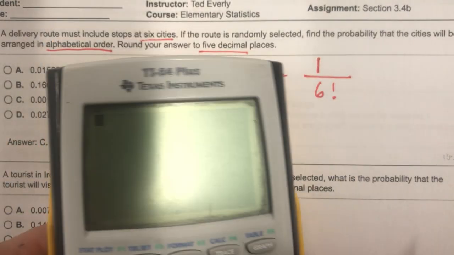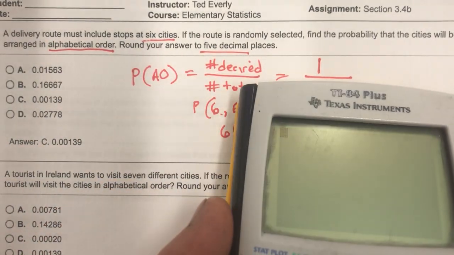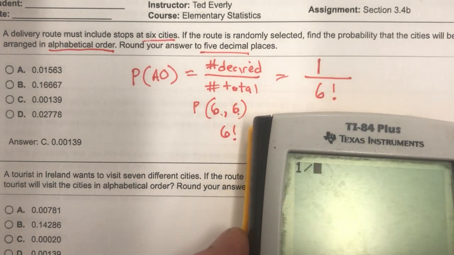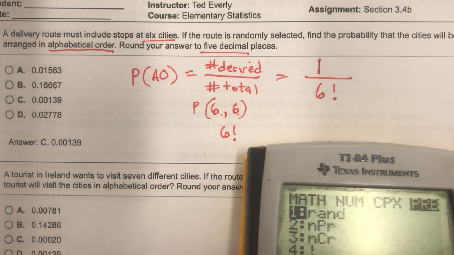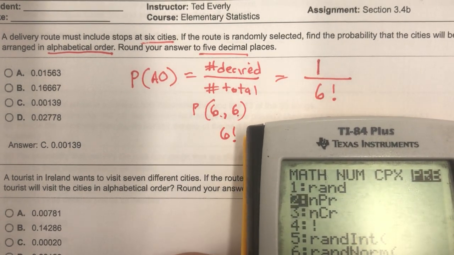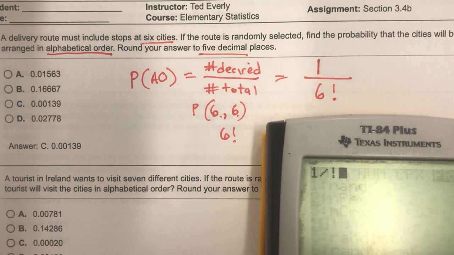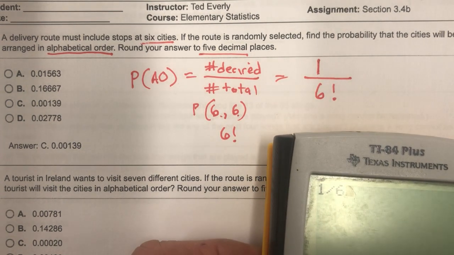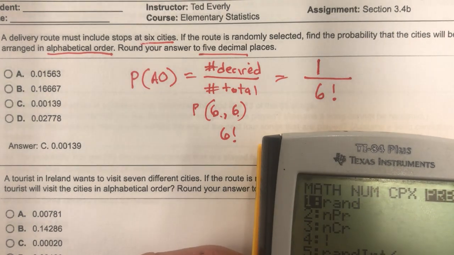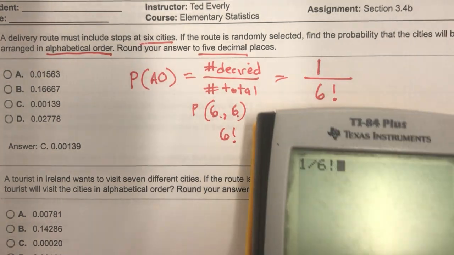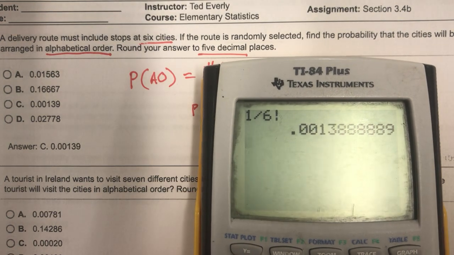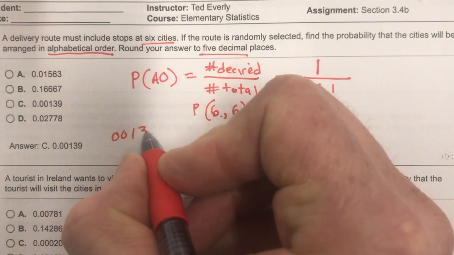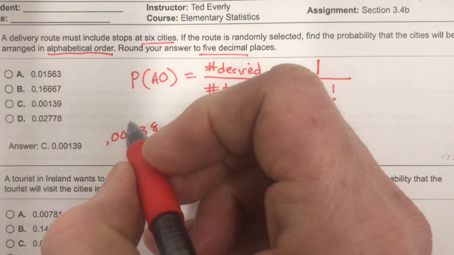Okay, so we get the calculator in here. We'll punch it in. All right, let's see here. 1 divided by, okay, and then I got to do math, and then I got to go over here. Right there is factorial. 1, I didn't hit my 6. 6 factorial. There you go. And it should be that right there. 0.00138. 0.00138 is what my calculator says.